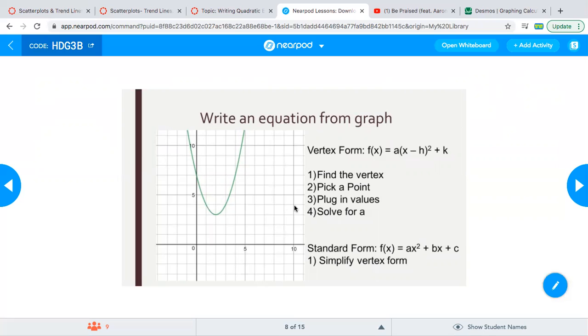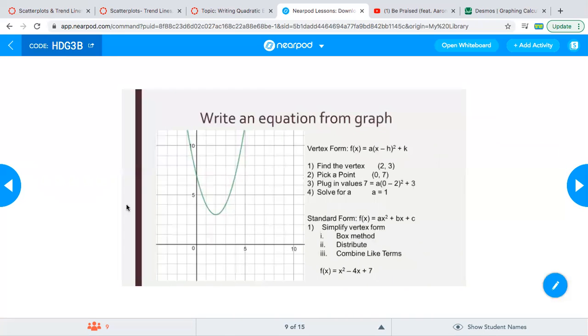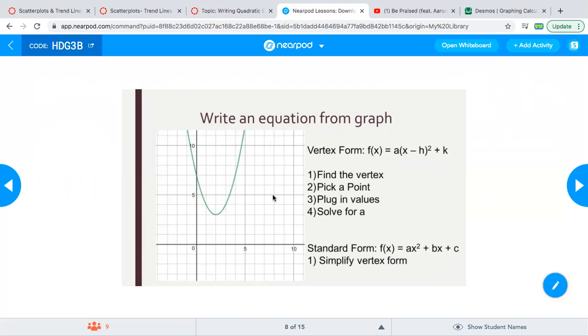Okay? So from this particular graph, I want everyone to identify the vertex. So everyone in your head, get what the vertex of this graph is. So you need to look at the graph and figure out where the vertex is. What's the ordered pair? 2, 3. Okay, 2, 3. Now here's my question. What did the vertex, which variables? H and K. Thank you. I couldn't figure out the question I was trying to ask. H and K. Perfect. So this is my H and K.